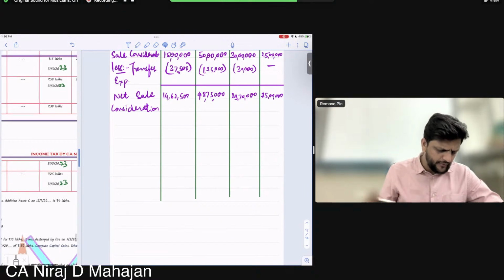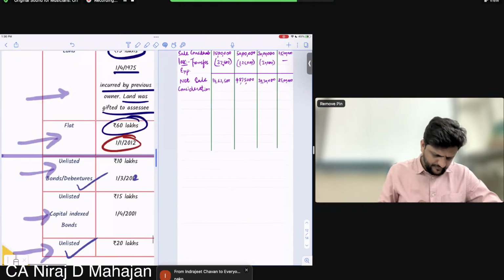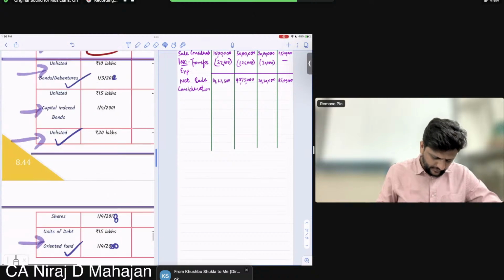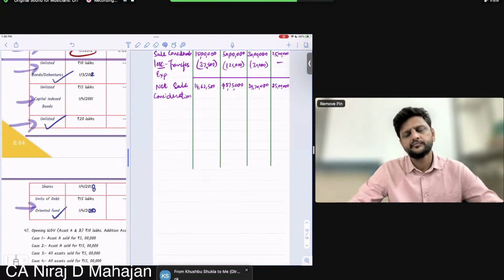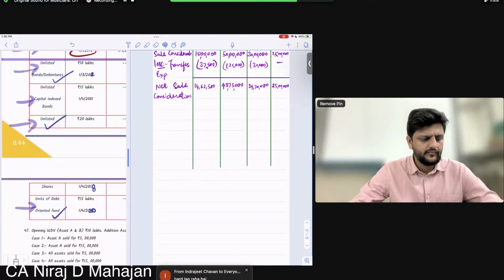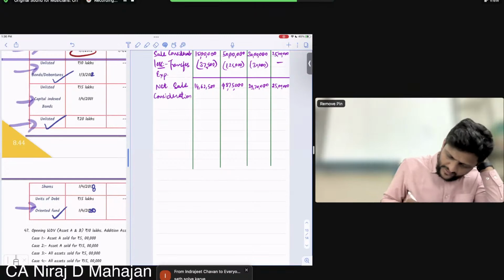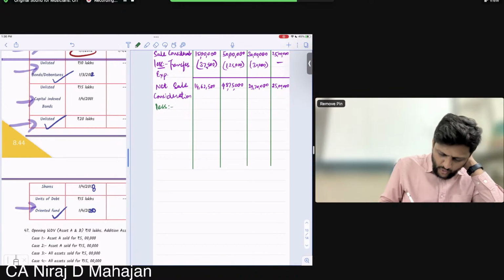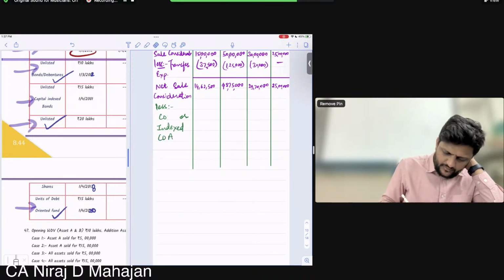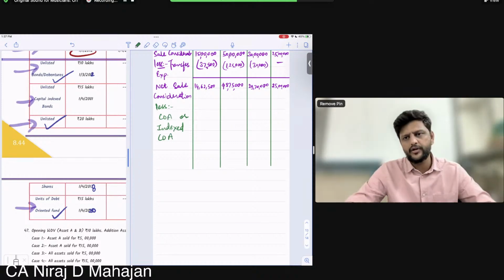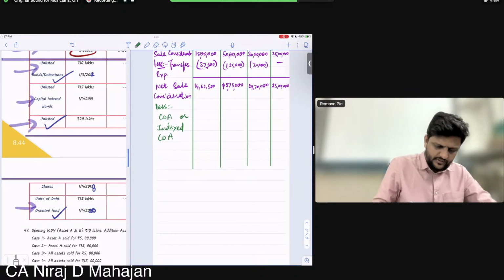We don't have cost of improvement obviously, but we have only cost of acquisition, right? Ready? Okay. So less: COA or indexed COA, cost of acquisition, sorry. So cost of acquisition or indexed cost of acquisition depends on a case to case basis.